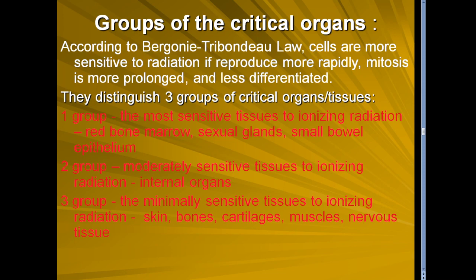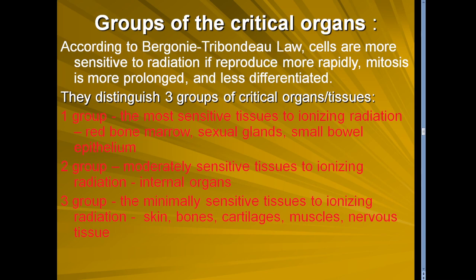And here we speak about the law of Bergonie-Tribondeau. According to this law, cells are more sensitive to radiation if they reproduce more rapidly, their mitosis is more prolonged, and they are less differentiated. All these groups of critical organs may be distinguished into three groups. First group, the most sensitive to ionizing radiation: red bone marrow, sexual glands, small bowel epithelium.